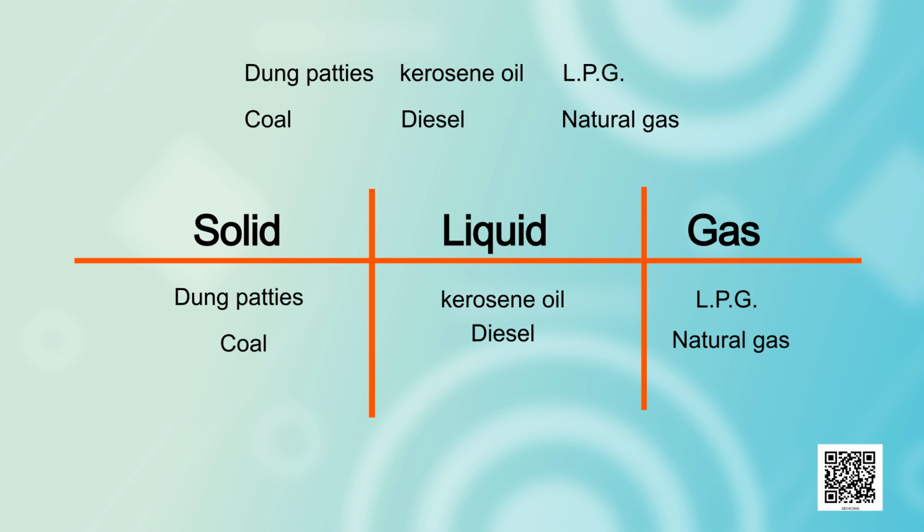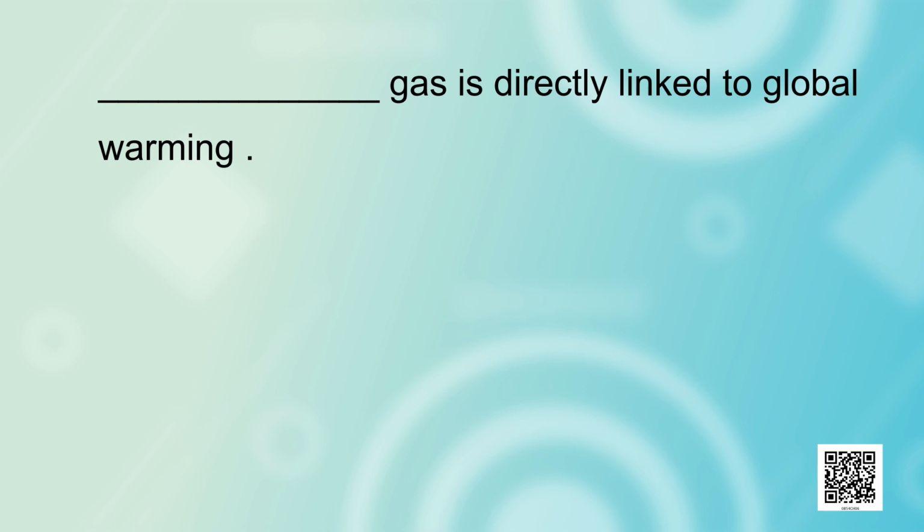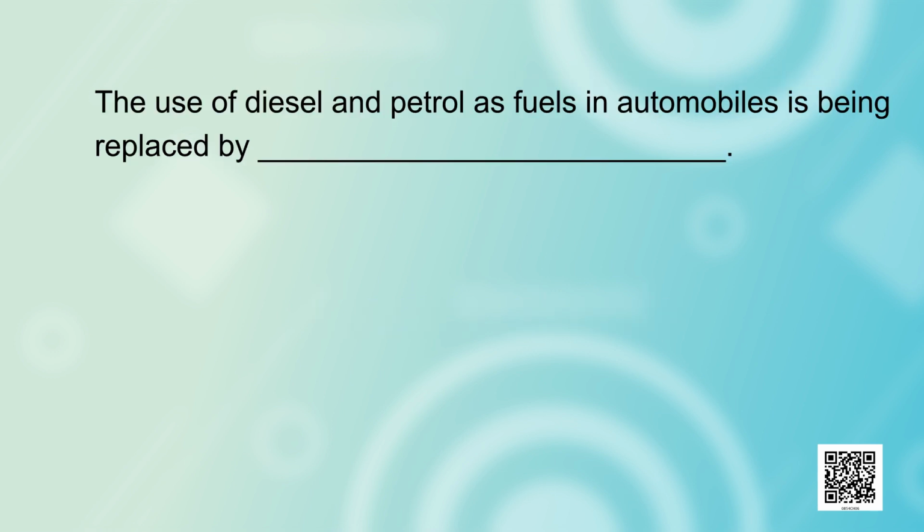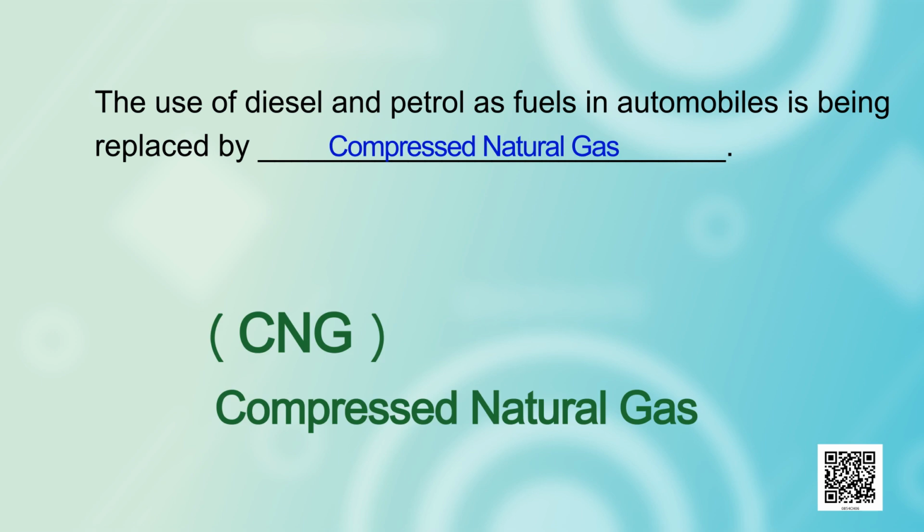Now here are some fill-ups. Which gas is directly linked to global warming? Yes, carbon dioxide gas. The use of diesel and petrol as fuels in automobiles is being replaced by dash. By which gas? Yes, you are right. That is CNG, compressed natural gas. It has replaced diesel and petrol as fuels in automobiles as it is a cleaner fuel.